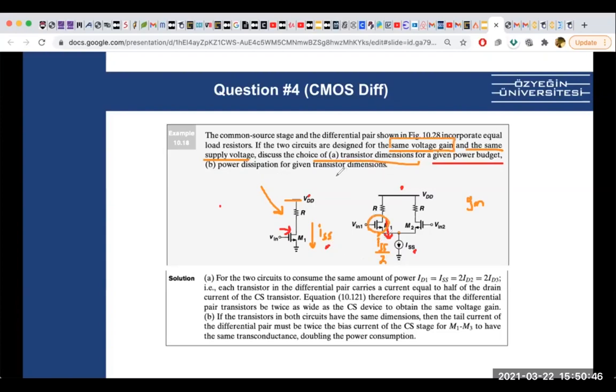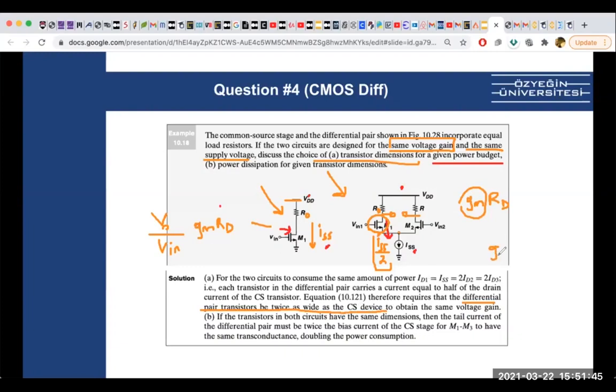And this is a good homework for you, maybe you can spend 5-10 minutes. This circuit has a gain of GMRD, the voltage gain. You know that already. Let's call it V out over V in. And for this circuit, because of ISS over 2, we want this also to be GMRD. To reach the same GM, the differential pair transistors must be twice as wide as the common source stage, right?